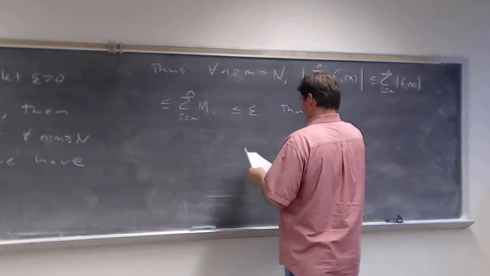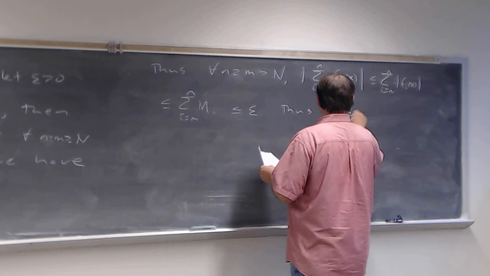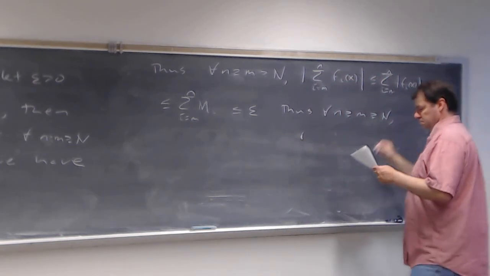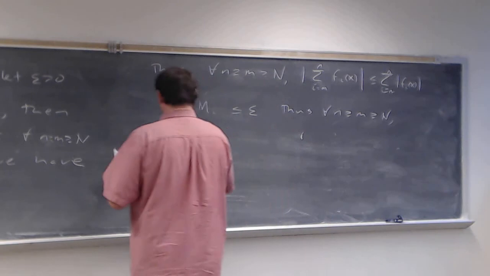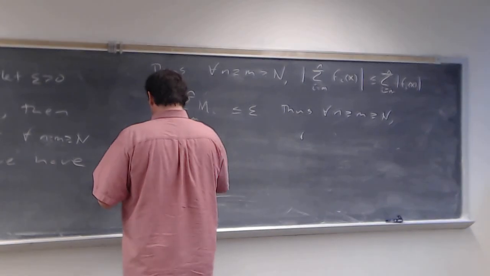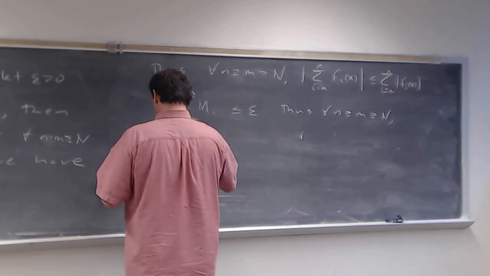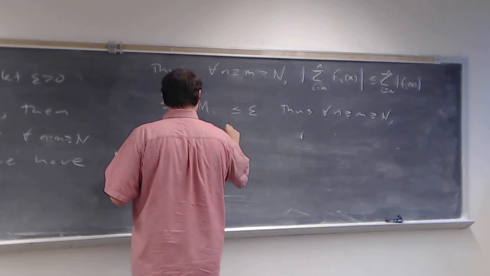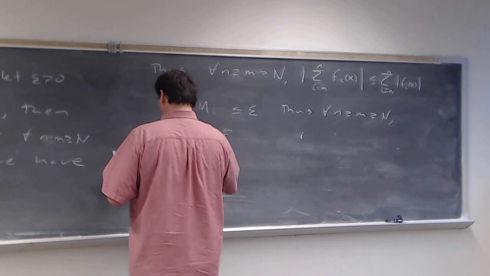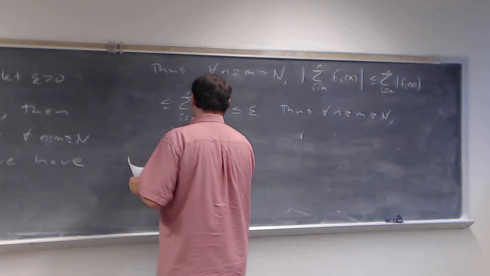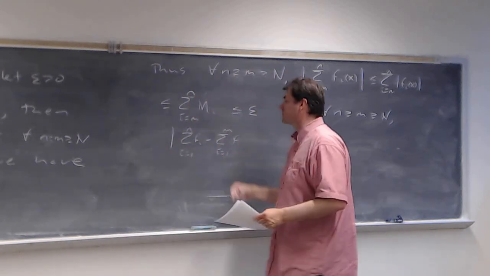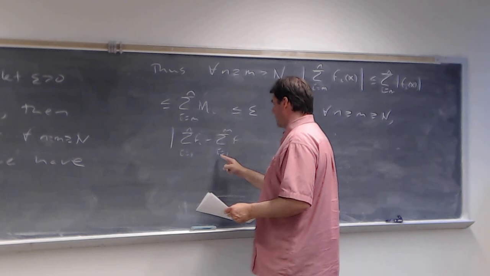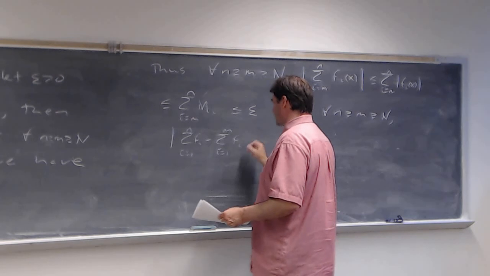Thus, for all n bigger than or equal to m, bigger than or equal to this big N, the norm of the sum as i runs from 1 to n of f sub i minus the sum as i runs from 1 to m of f sub i.